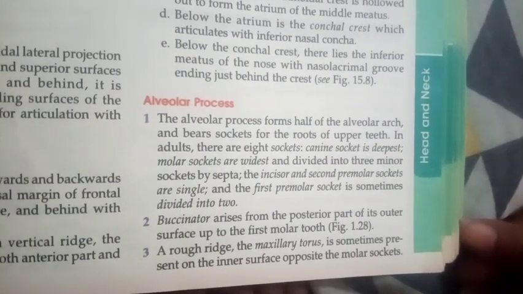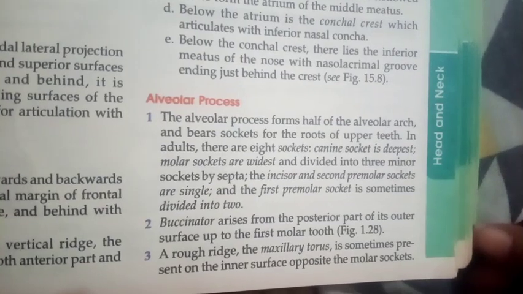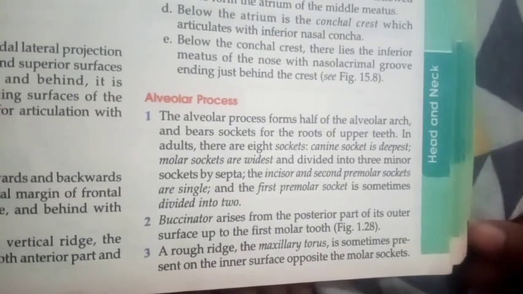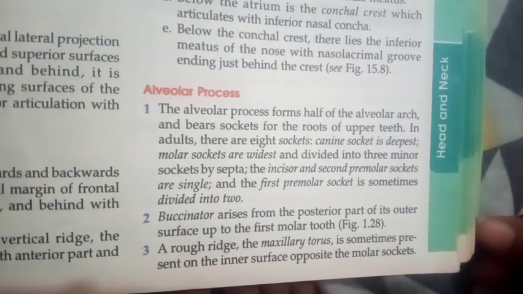Buccinator arises from the posterior part of its outer surface up to the first molar tooth. A rough ridge, the maxillary torus, is sometimes present on the inner surface opposite the molar sockets.